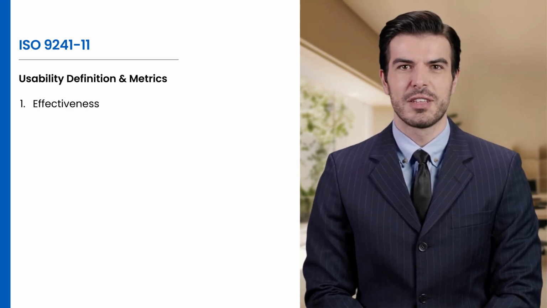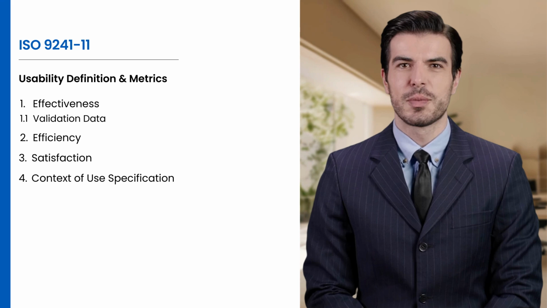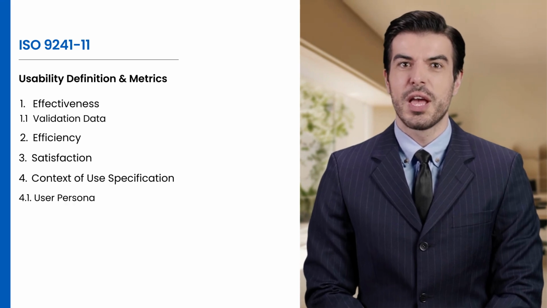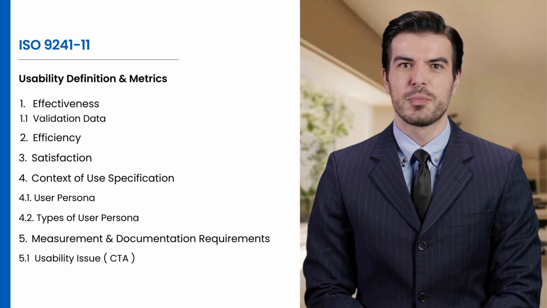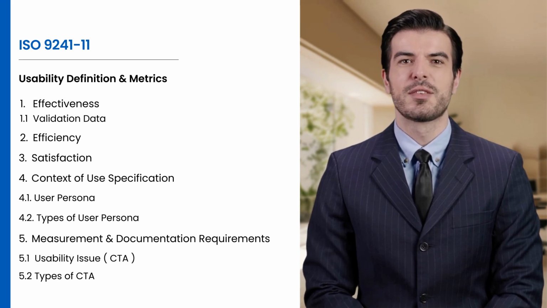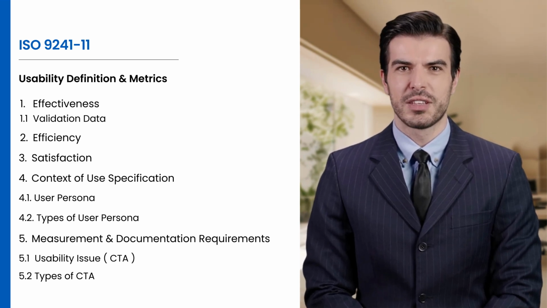It includes effectiveness, validation data, efficiency, satisfaction, context of use specification, user persona, types of user persona, measurement and documentation requirements, usability issues CTA, and types of CTA. These collectively ensure usability is not subjective, but quantifiable and testable.